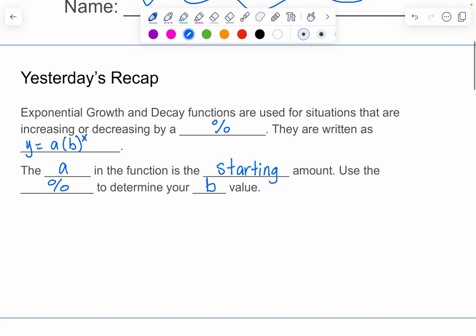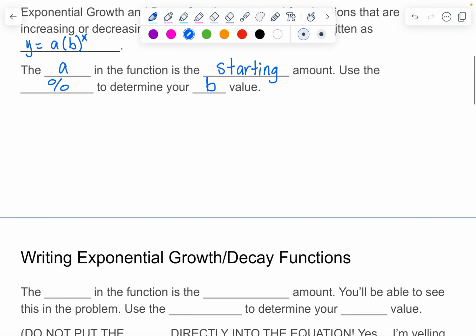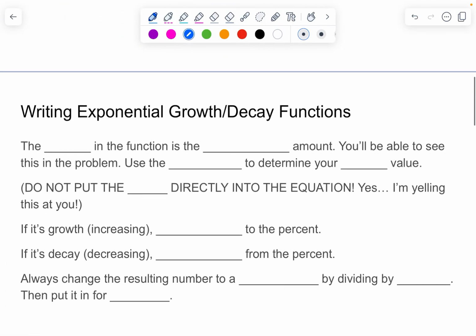Now, you cannot put the percent directly into the problem. You're going to use the percent to decide what the b is. So a can plug right in. B, we're going to have to use the percent to figure out. So let's remember how that works.